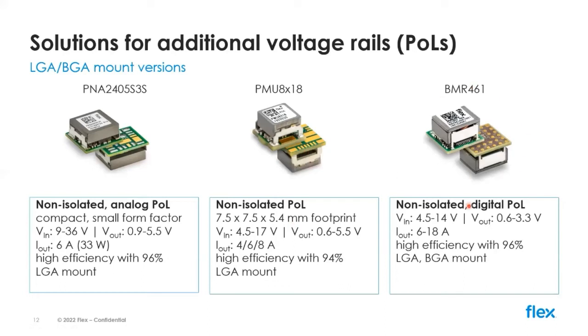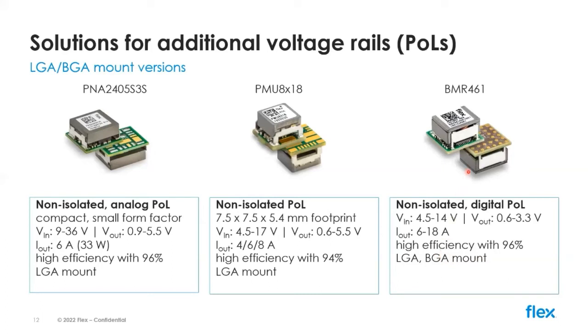Finally, on the right-hand side here, we have a digital point of load this time. Again, 4.5 to 14 volt input, programmable from 0.6 to 3.3, with different variants: a 6 amp, a 12 amp, 15 amp, and an 18 amp output. And again, efficiency levels up to 96% in an LGA and a BGA, or a solder mount version actually. So it's not so much a ball grid array, but a solder grid array.